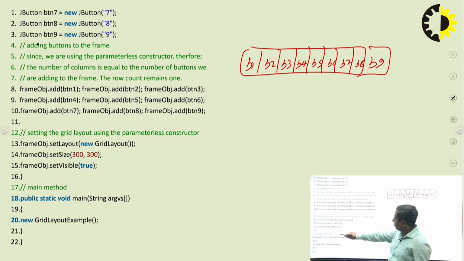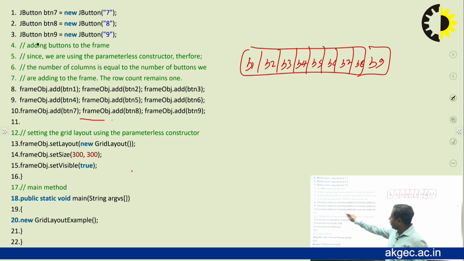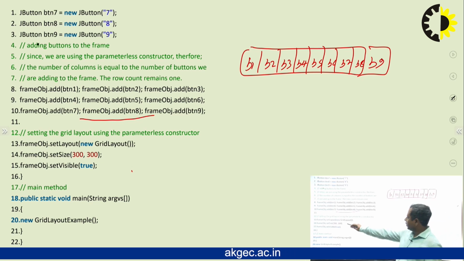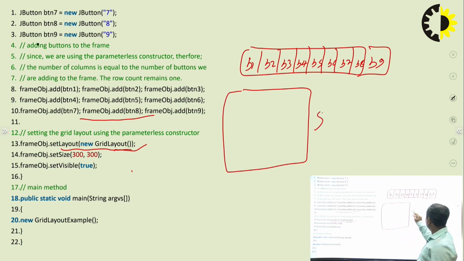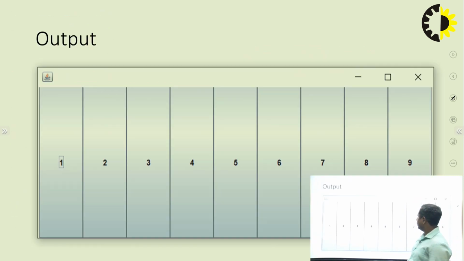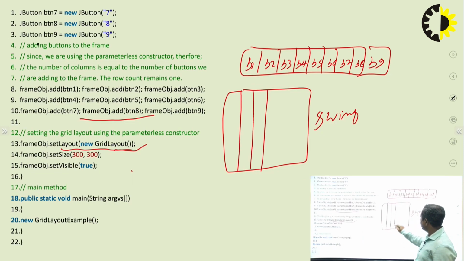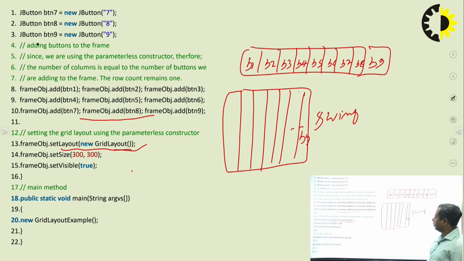And these buttons we will apply the add function to. We will add these buttons in our JFrame, and after that we will call the set layout method and pass the new grid layout constructor. These buttons will automatically be applied to this Swing component. Here the output will be like this: button 1, button 2, button 3, button 4, button 5 and so on. Button 9 will be displayed using this example.